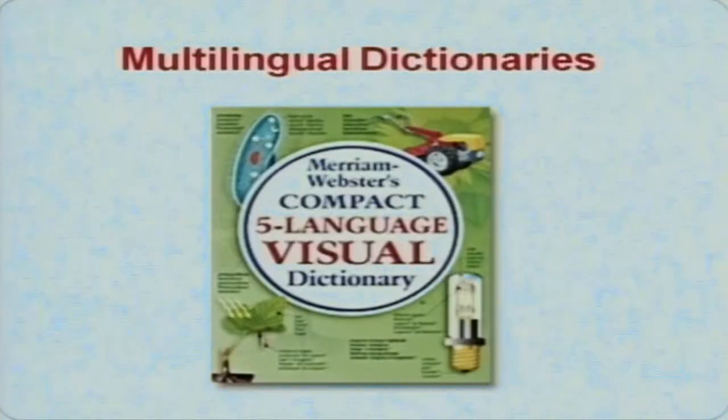One example of multilingual dictionaries here I have given you is the Merriam-Webster Compact 5 Language Visual Dictionary. Now, this dictionary is very unique in nature. The way it has treated each word, most of them are graphically presented so that it's suited to children or college goers. So here it covers 5 languages in detail, from English to different languages, including most commonly used languages like French, Spanish, and so on and so forth.